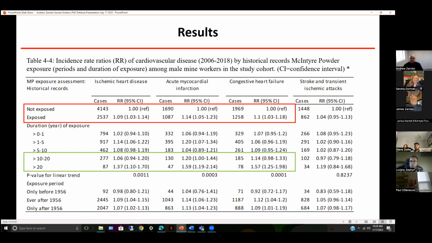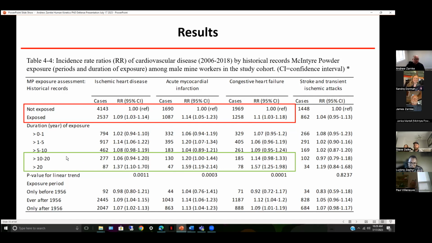So I'm just going to show the results for the historical records exposure assessment approach. We'll start with where we did not see any meaningful results, with stroke or transient ischemic attacks. But when we compare not exposed to exposed, you can see that across the board there's a 9% increase, 14% increase, and 10% increase, where the bottom of the confidence interval did not cross 1.